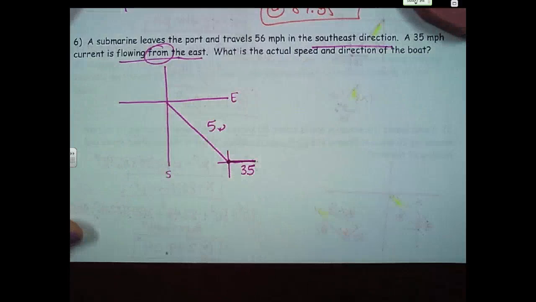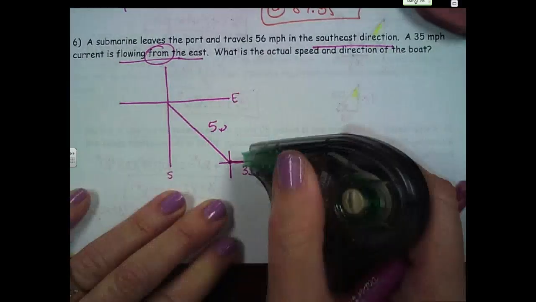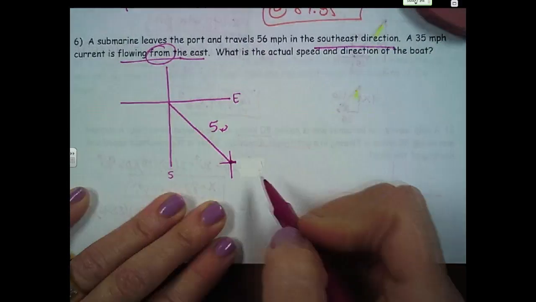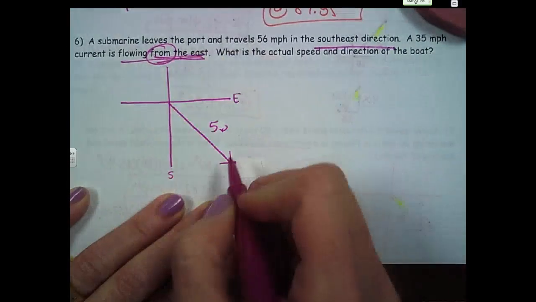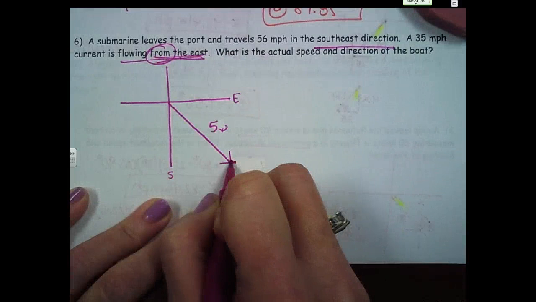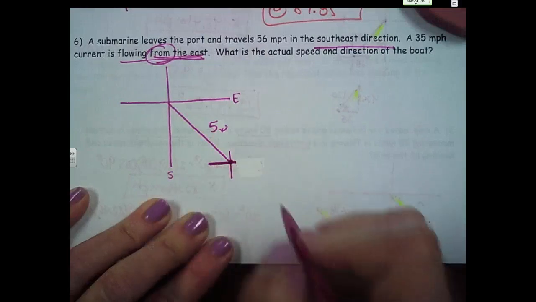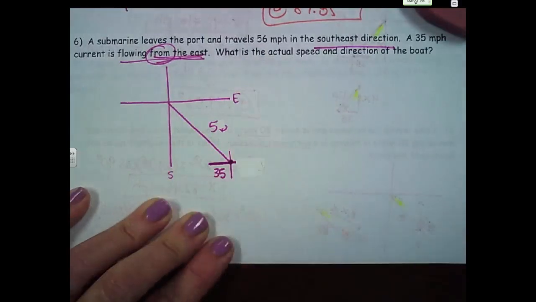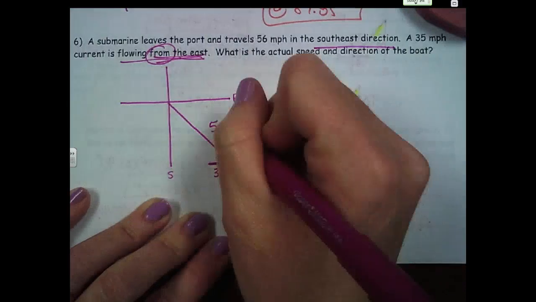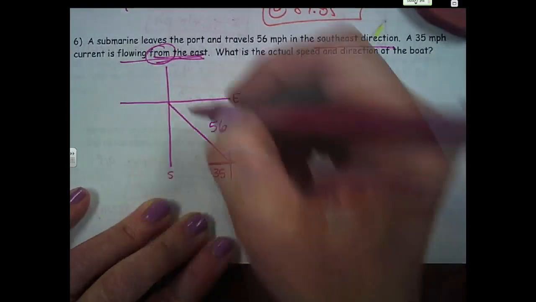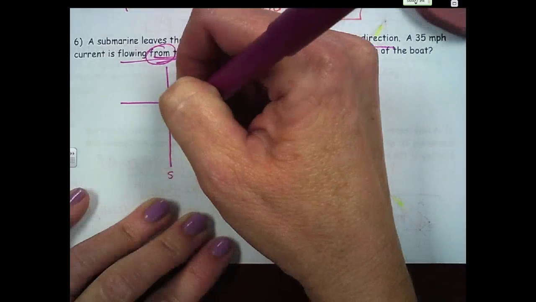Oh, I'm sorry. From the east. Didn't mean to confuse you. It says from the east, which is towards the west. So you're going from here, from the east, it backs you up. And the degree is 35. I'm sorry, the speed is 35. So now your boat or your submarine is on this route.